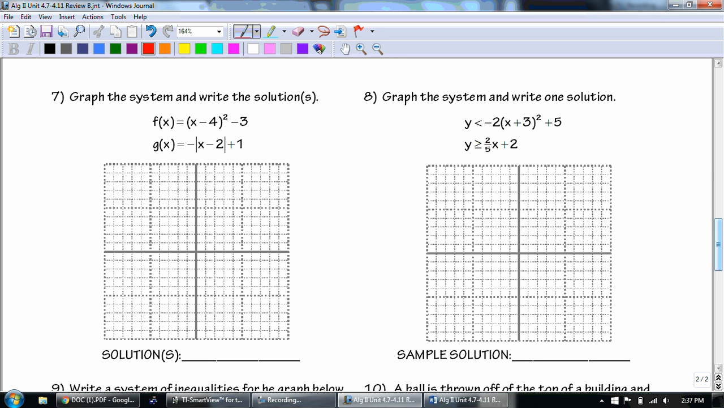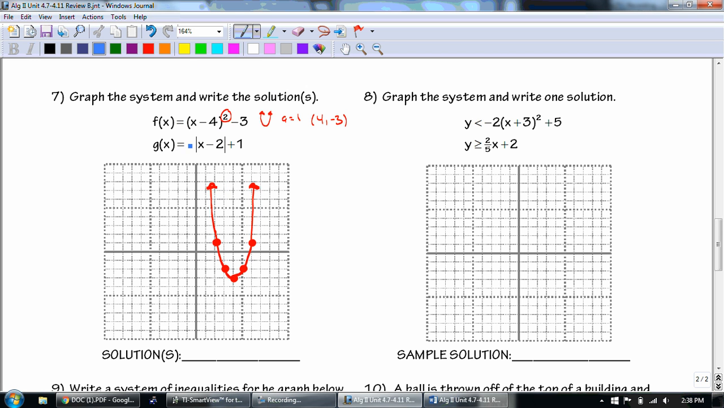So number 7 is asking us to graph the systems and to write the solution. Looking at our first one, I see that it's quadratic. It's going up. A equals 1. And then my vertex is at 4, -3. Okay? So at 4, -3 is where I start. I'm going up 1 over 1, and then 1, 2, 3, 4 over 2. Now that I have that, I can graph. And there we go.